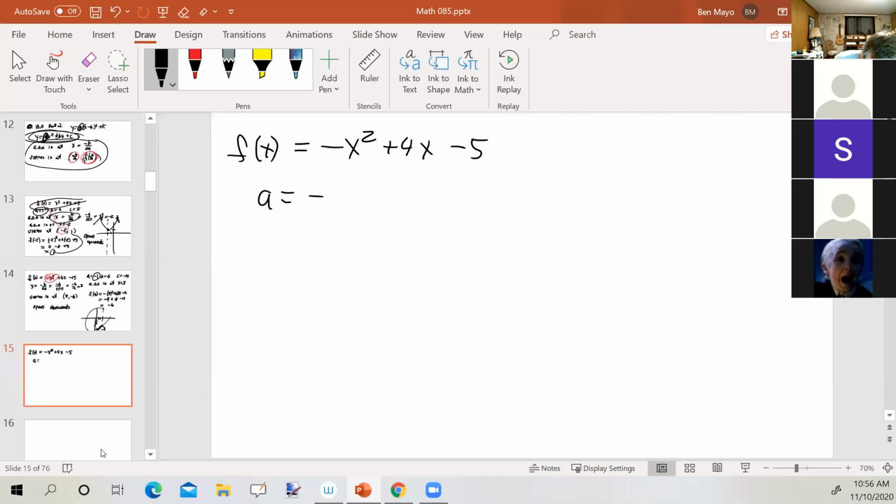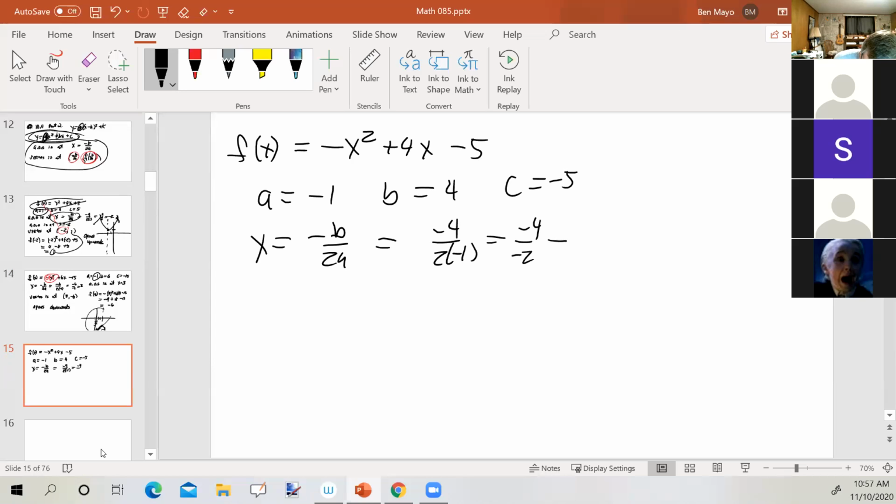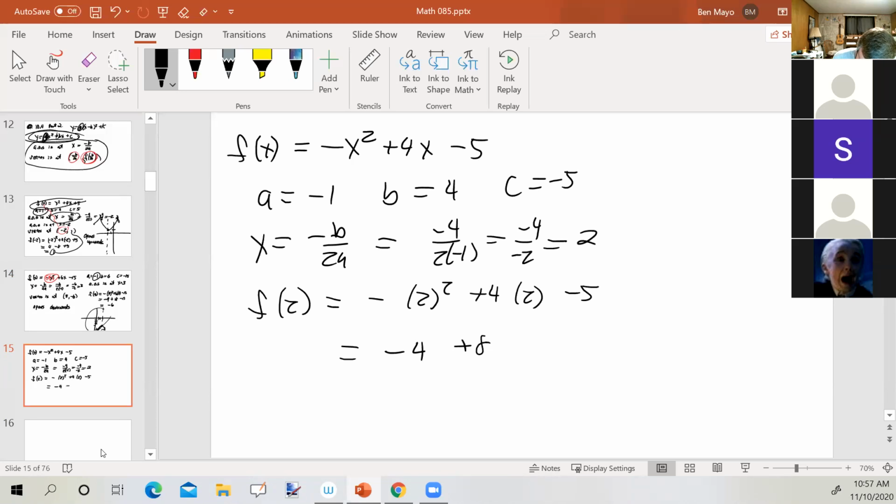So we've got A is -1, B is 4, C is -5. x equals -b over 2a, which is -4 over 2 times -1, which is -4 over -2, which is 2. F of 2 is -2 squared plus 4 times 2 minus 5, which is -4 plus 8 minus 5, which is -1. So the vertex is at 2, -1.